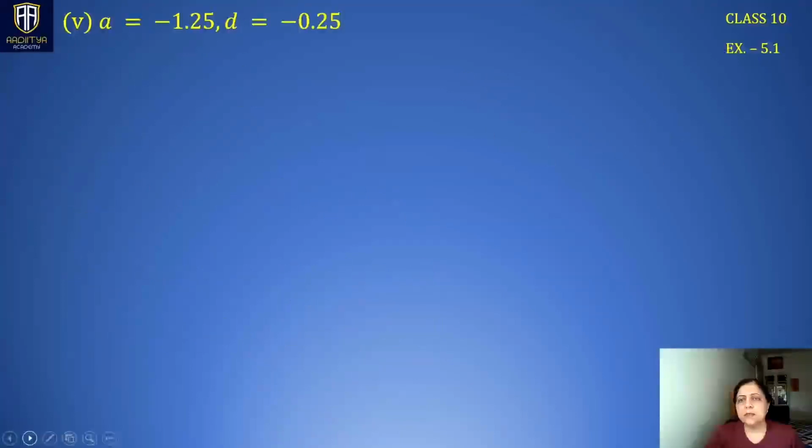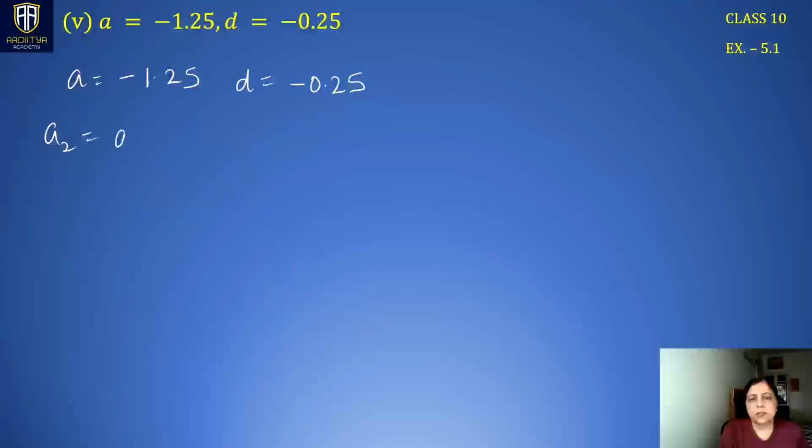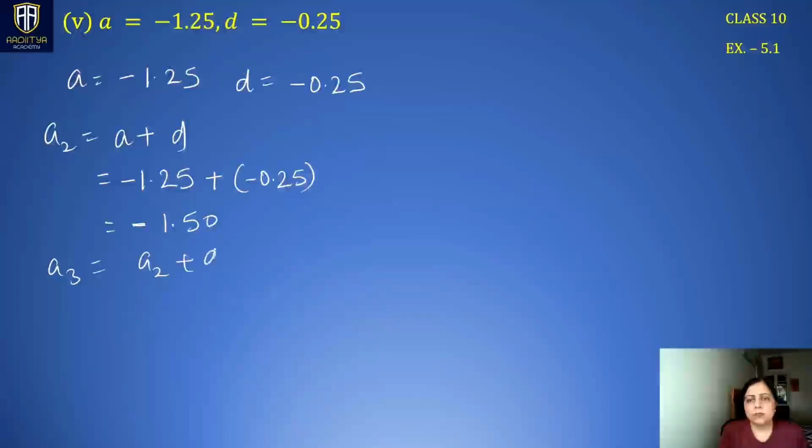Next is A is -1.25 and D is -0.25. Right? So A2 becomes A plus D. A is -1.25 plus -0.25. Both are negative. Add them simply and write minus sign. It becomes -1.50. A3 is A2 plus D.